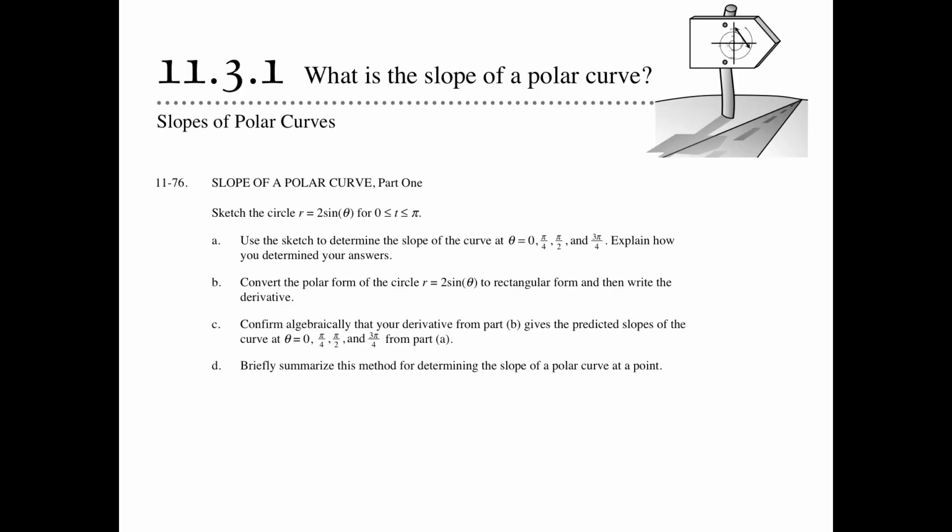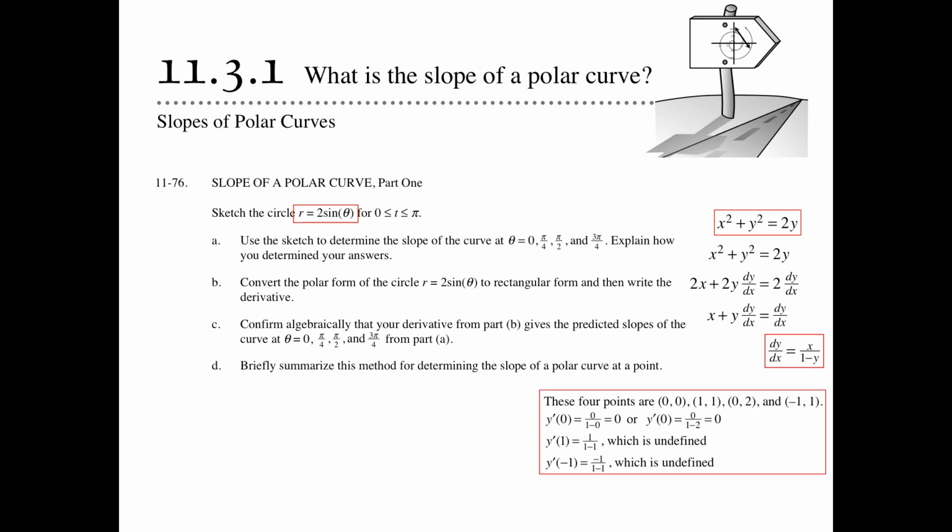Lesson 11.3.1 starts with problem 11-76. In this problem, your students will convert the polar equation for the circle r equals 2 sine theta into its rectilinear form in order to implicitly solve for dy over dx and thereby evaluate the slope of the tangent lines to that circle at a variety of values of theta.